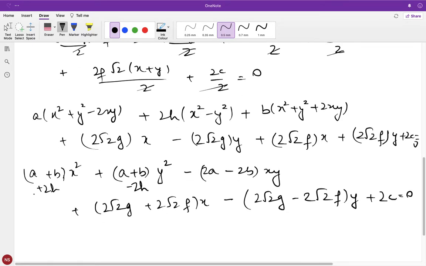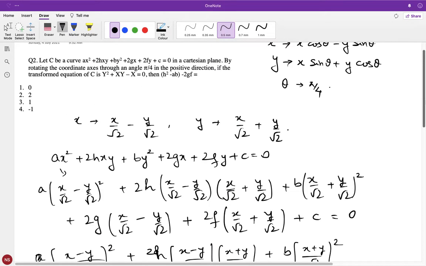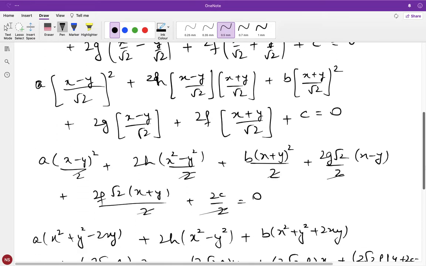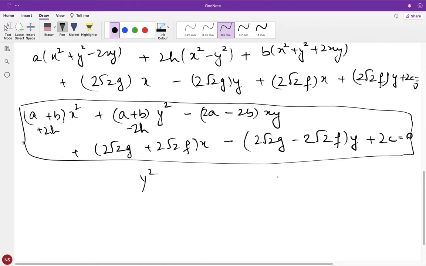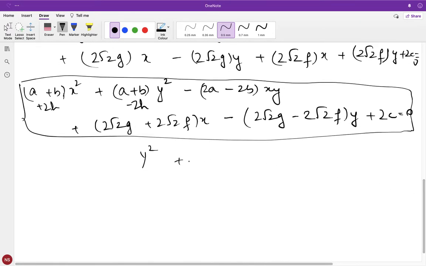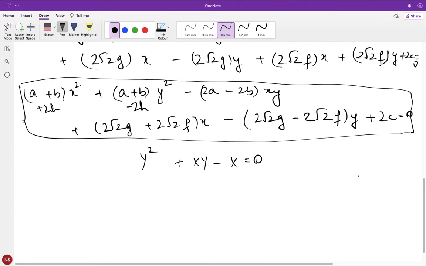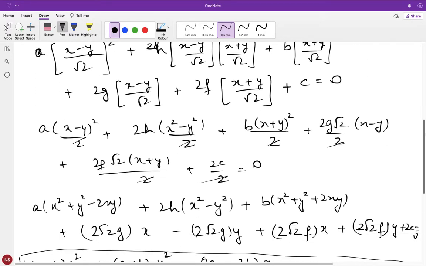Now this whole big equation is given equal to y square plus xy minus x equal to 0. y square plus xy minus x is equal to 0, and what is being asked? h square minus ab minus 2gf. In terms of what it is being asked? 1, 2, 3, 4, okay.